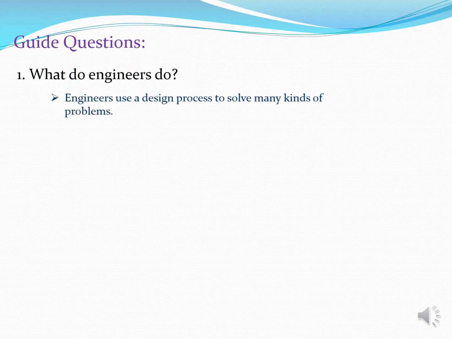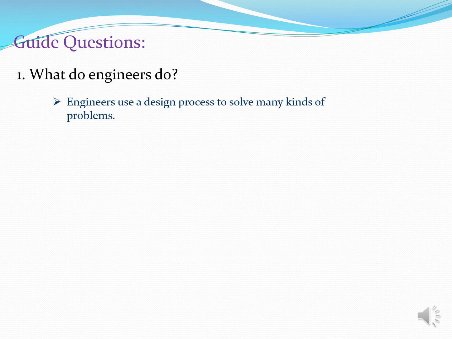To help us further understand how a design process helps engineers, here are some guide questions. What do engineers do? Engineers use a design process to solve many kinds of problems. For example, when they build bridges, they must consider the number of cars or people that will use the bridge, and the weight, capacity, and the height of trucks that can pass through. Those things are important when they design a project.